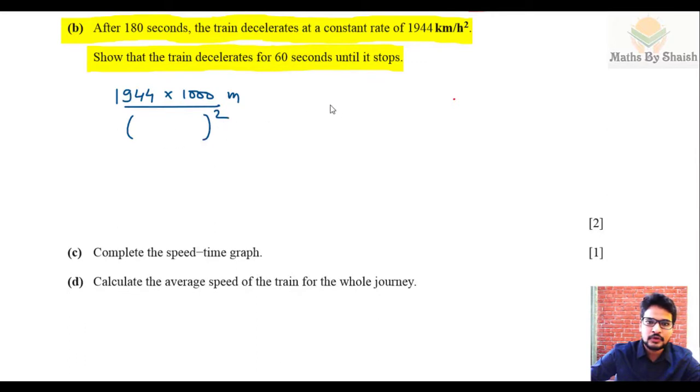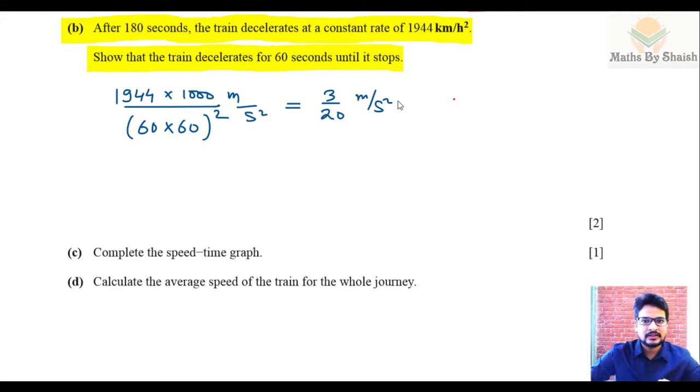Now I'm going to make this hour into seconds. First we multiply by 60, it becomes minutes. Again we multiply by 60, it becomes seconds. So it is seconds squared. And now we will calculate it from the calculator. This value is 3 by 20 meters per second squared.